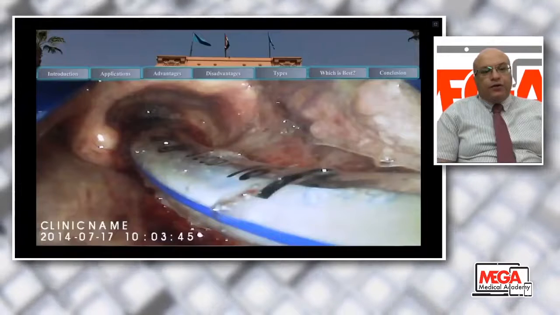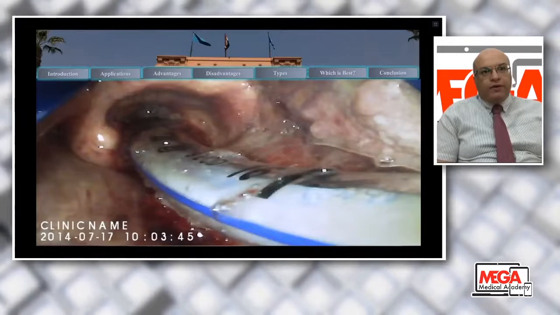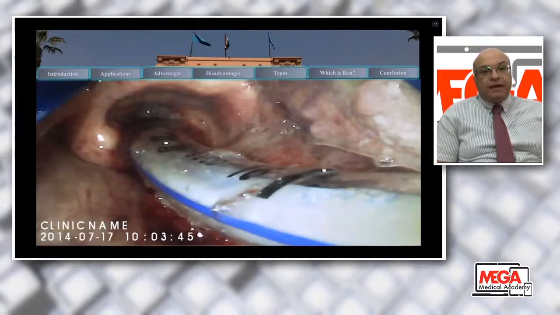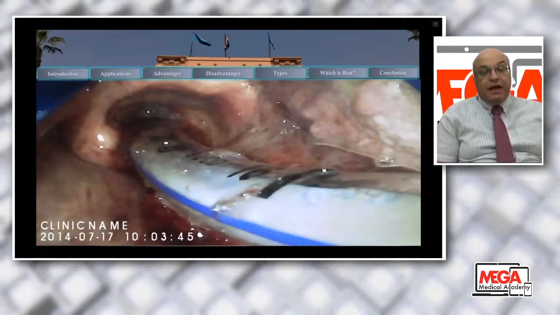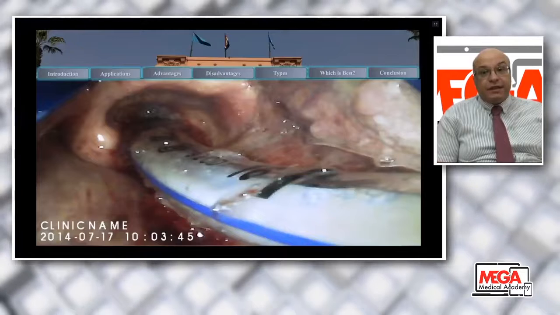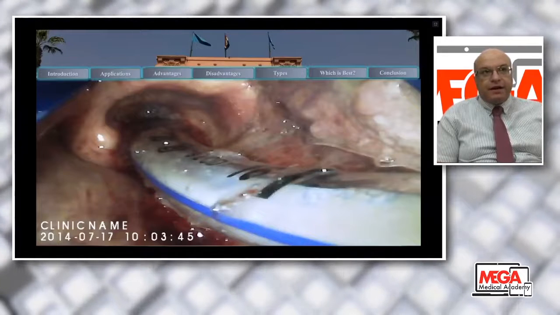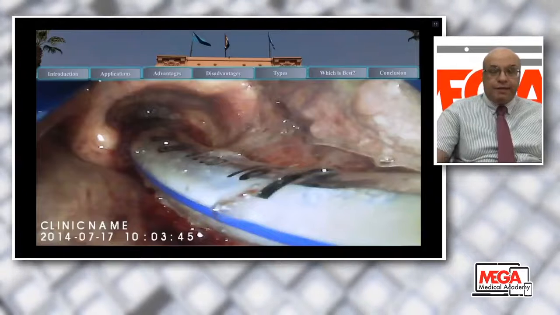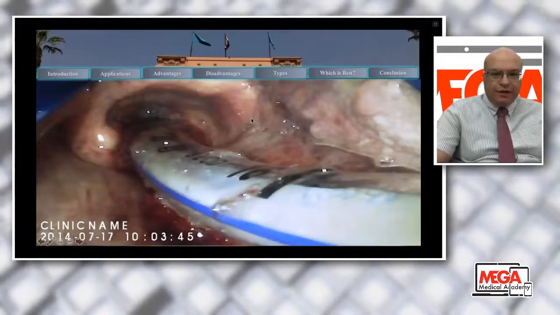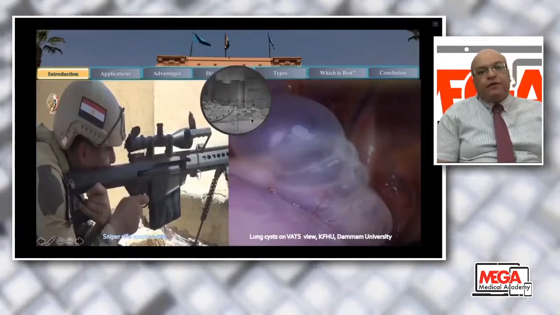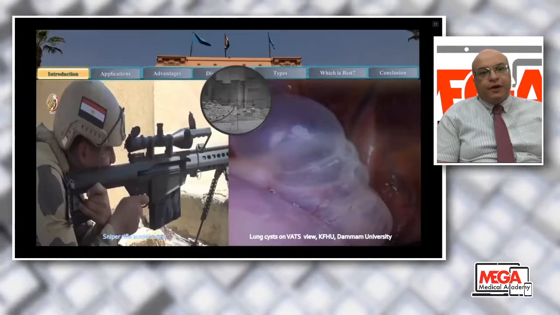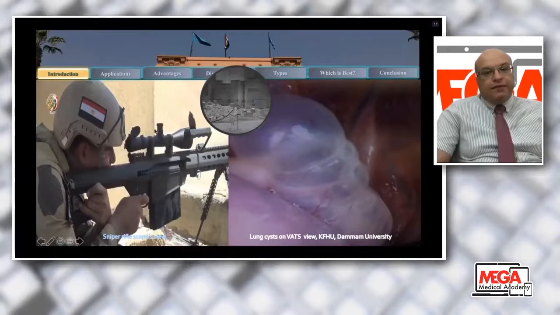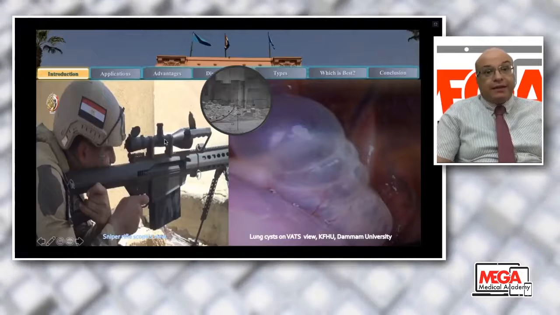I'll introduce the new era of video laryngoscopes in pediatrics, emphasizing applications, advantages, disadvantages, and types, and then try to answer the question of which is best, to reach a conclusion. First of all, the concept of video laryngoscopes was born secondary to the advances in telescopy.